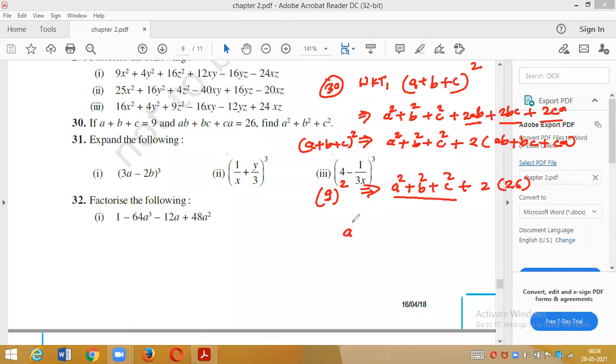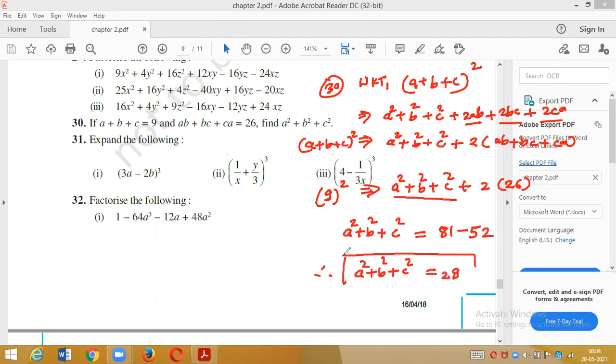So it can be written as a square plus b square plus c square is equal to 9 nines are 81 minus 26 twos are 52. Correct? Therefore, a square plus b square plus c square is equal to 81 minus 52. 81 minus 52 is how much? 11 minus 2 is 9, and here it is 7 minus 5, so 29. Is it clear to everyone? Students, is it clear?